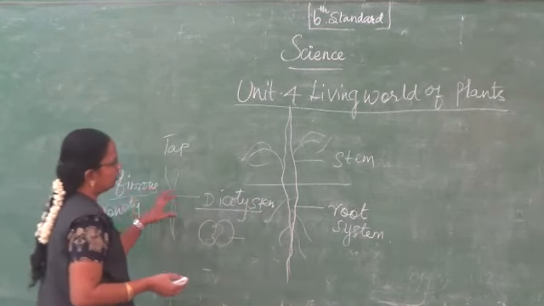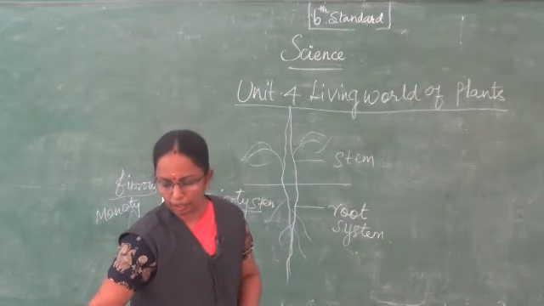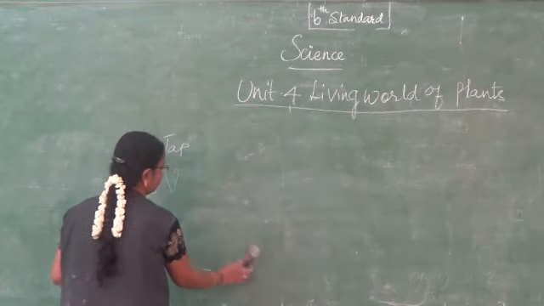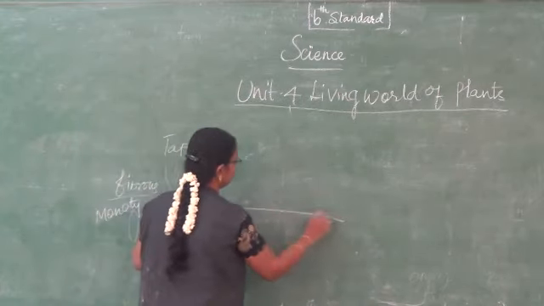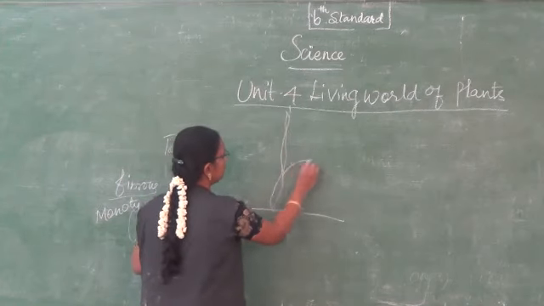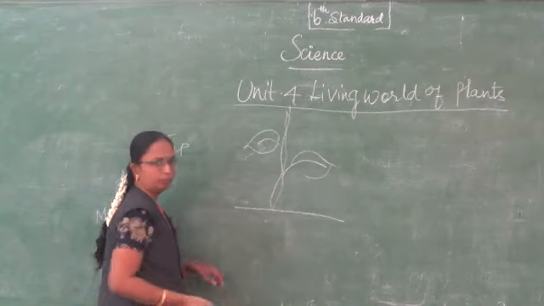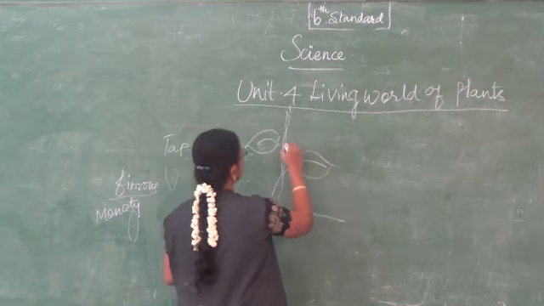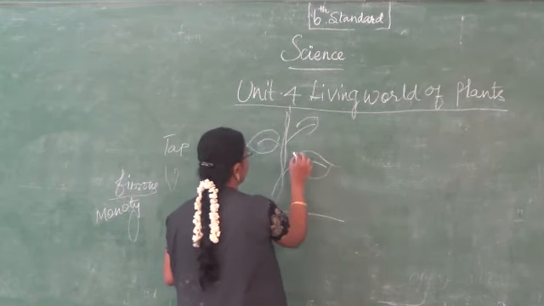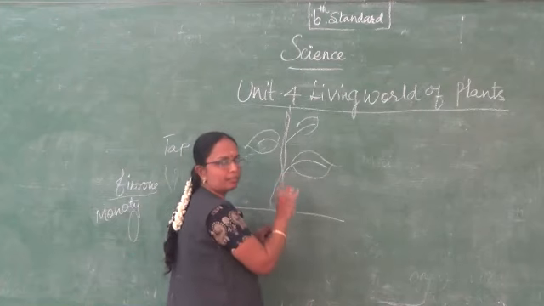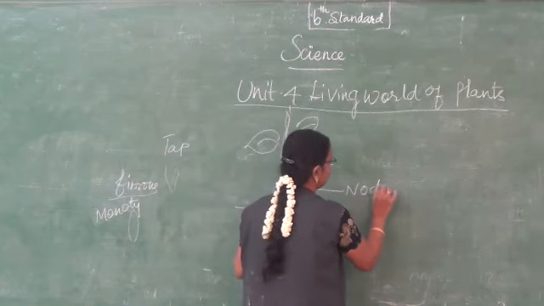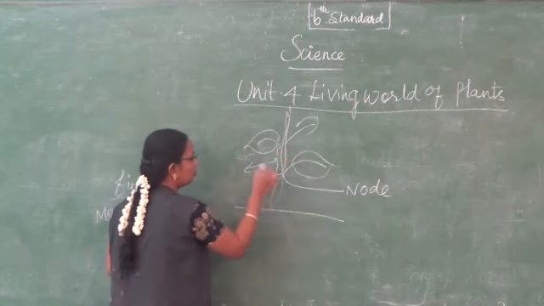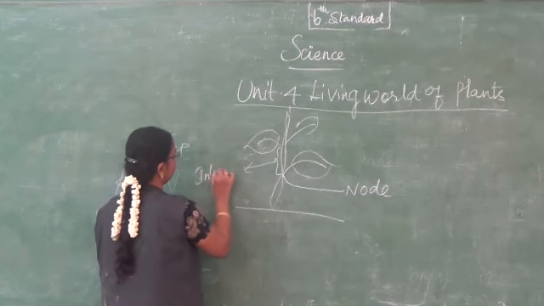Okay, then about the shoot system. Now we are going to see about the shoot system. The aerial main axis of the plant consists of the shoot system. The shoot system bears the stem, the leaves, flowers and the fruit. The place where the leaf arises from the stem is known as node. And the interval between two nodes is known as internode.